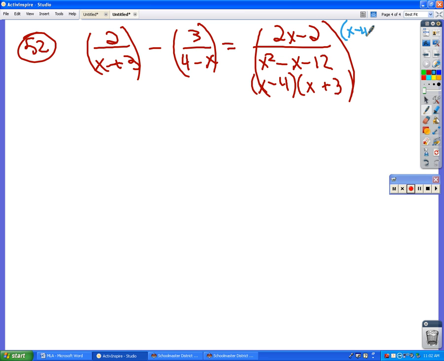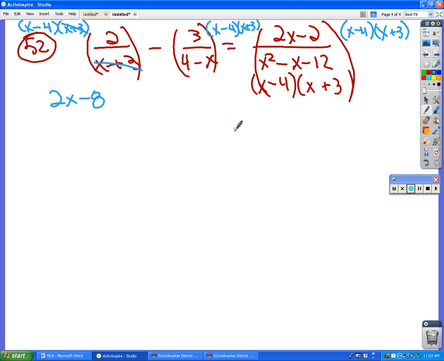So x minus 4, x plus 3 here. X minus 4, x plus 3 here. And x minus 4, x plus 3 there. All right, so starting on the left, what cancels? The x plus 3. So you get 2x minus 8.